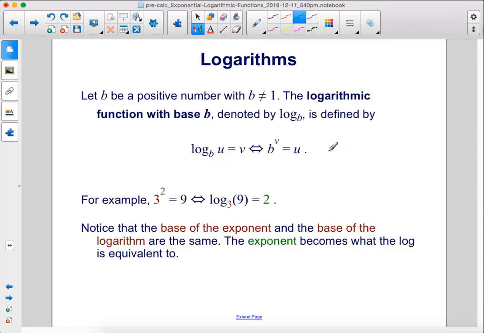Let b be a positive number that does not equal 1. The logarithmic function with base b, denoted by log sub b, is defined by log base b of u equals v, and b to the v power equals u.